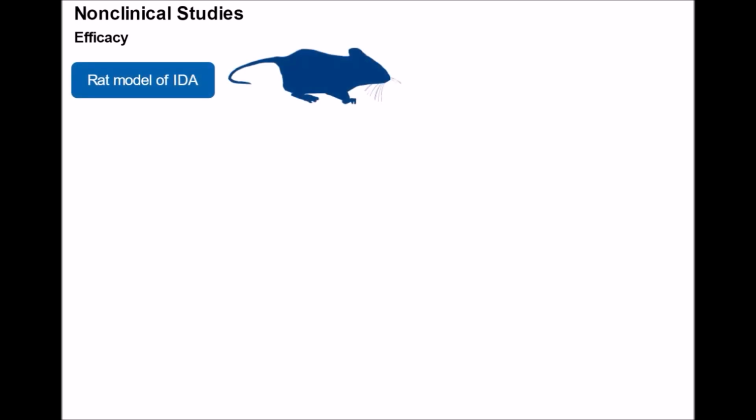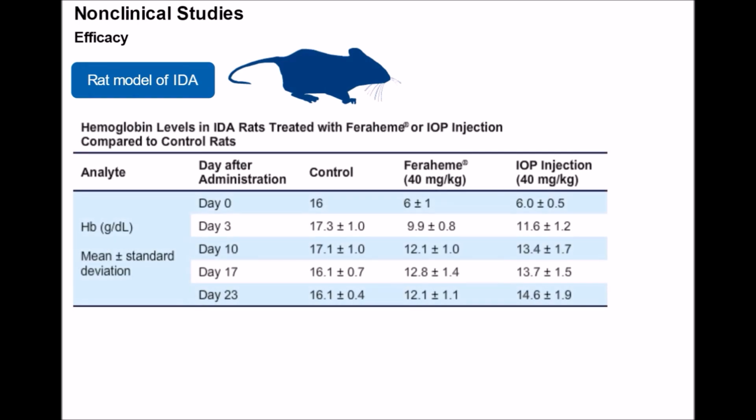The efficacy of IOP injection for the treatment of IDA was evaluated in a rat model study. A single dose of IOP injection at 40 milligrams per kilogram was compared to one equivalent dose of the commercially available IV iron therapy, Ferraheme. After 3 days, hemoglobin levels increased by 93% for IOP injection-treated rats, compared to 65% with Ferraheme.